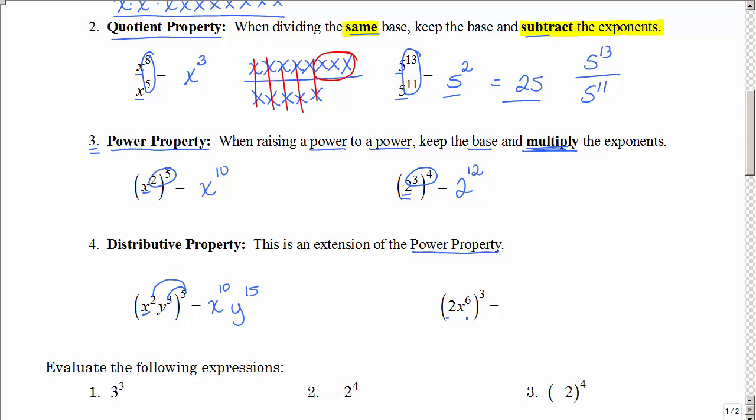Now here, this is one a lot of people miss. They think, oh, I do it to the x's, but I don't do it to the numbers. That 2 is raised to the first power. So I want 2 to the third power and x to the 18th. Now since that's small enough, I could go ahead and calculate that out. 2 times 2 is 4, times 2 is 8, x to the 18th power.